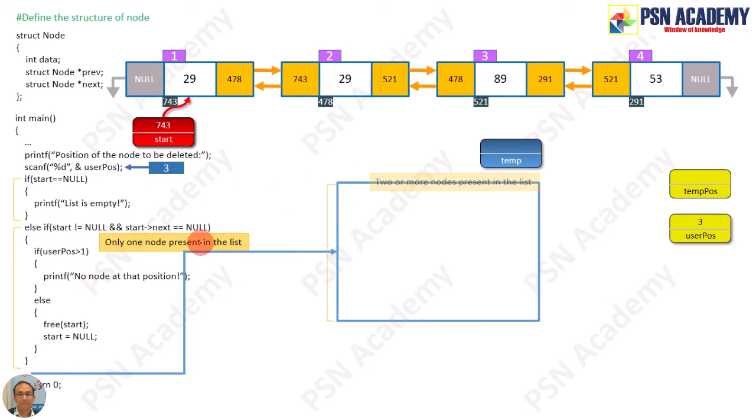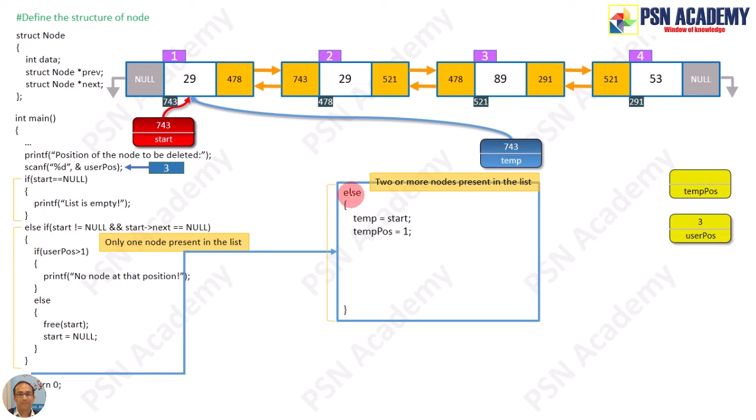So we write else temp equal to start, and start means 743. So temp also points to 743, that is the first node in the list. Now our plan is to move this temp pointer to the position where the user wants to delete the node. In this case, temp should point to the node at the third position because the user has entered 3 here.